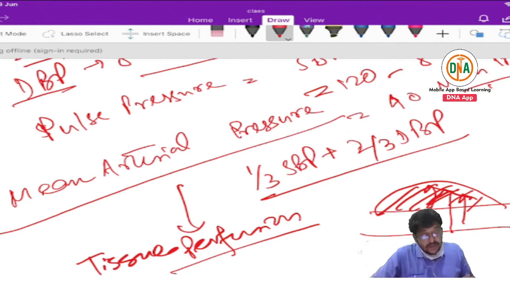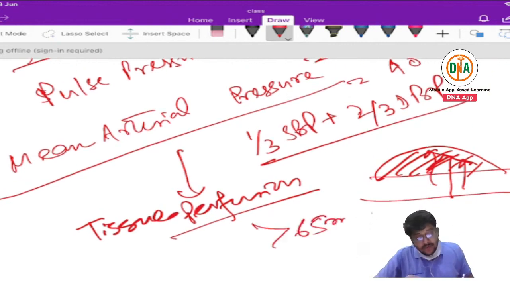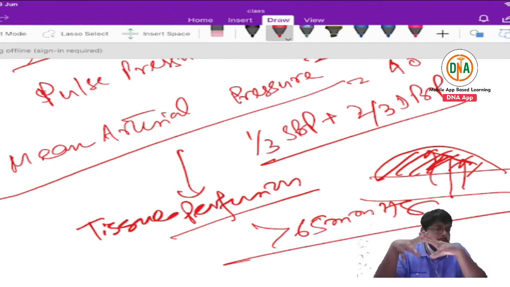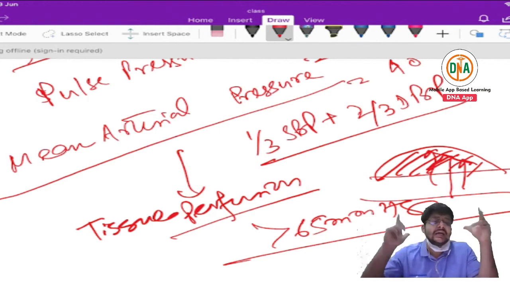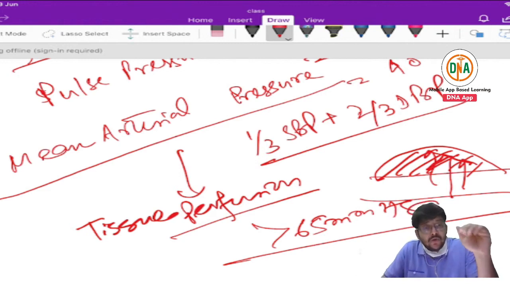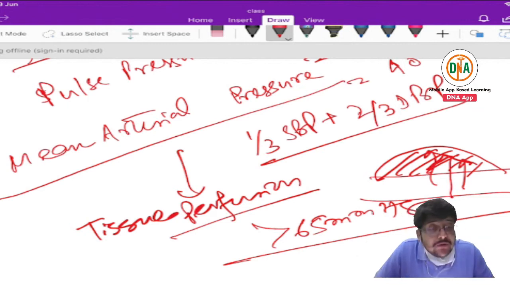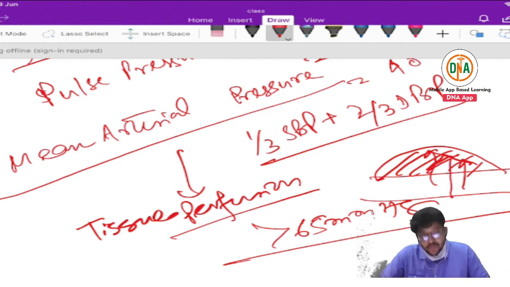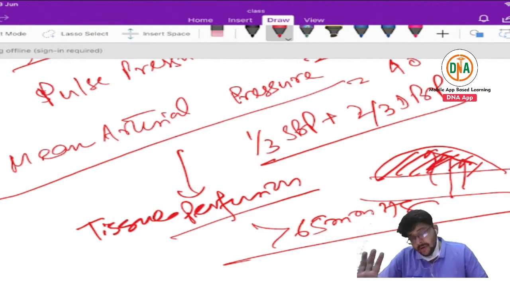Now the normal mean arterial pressure is more than 65 millimeter of mercury. In critical care, where we have to deal with life and death, with organ perfusion and tissue perfusion in critically ill patients, mean arterial pressure is extremely important. If mean arterial pressure falls below a particular value, what will happen? The tissue or organ perfusion will fall. The main organs like kidney and brain will not get the blood flow, which will ultimately lead to multi-organ dysfunction. So this is one important factor you need to remember.